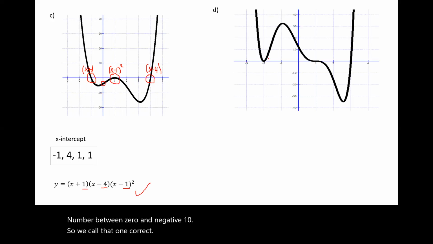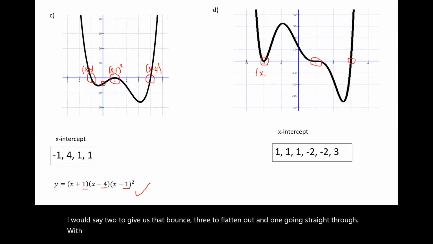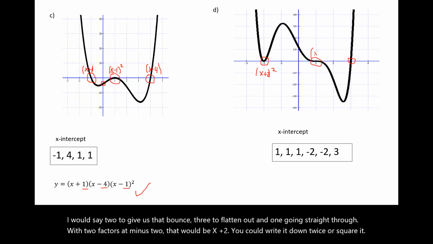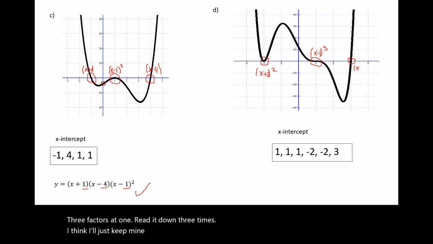Okay, let's try this one. These are getting fun. How many x-intercepts there? How many here? And how many there? I would say 2 to give us that bounce, 3 to flatten out, and 1 going straight through. With 2 factors at -2, that would be x plus 2. You could write it down twice or square it. 3 factors at 1. You could write it down 3 times. I think I'll just cube mine. And 1 factor at 3.